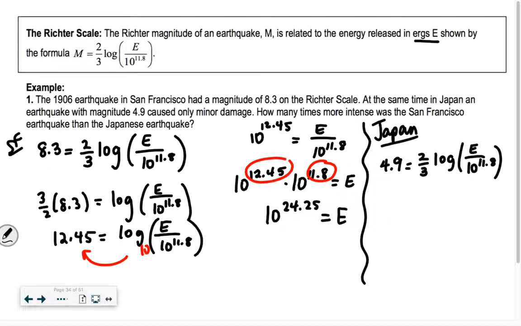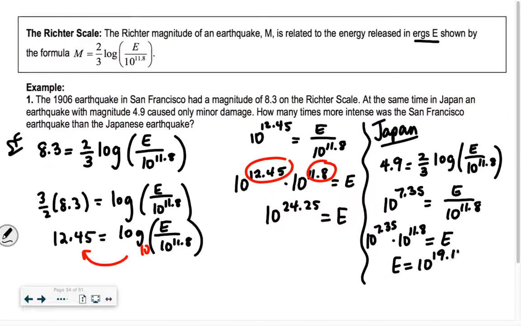All right, so we're going to multiply our 4.9 by 3 over 2. I'm going to do 10 raised to that. So it's 10 raised to the 7.35 equals E over 10 to the 11.8. I skipped a couple steps. So I add those exponents. So I have my 7.35 and my 11.8 that I'm going to add together. So I get E equals 10 to the 19.15. So these are the two different energies released.